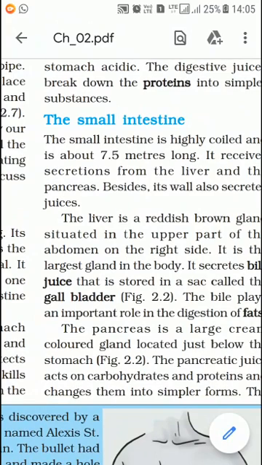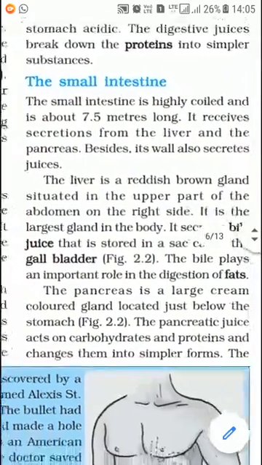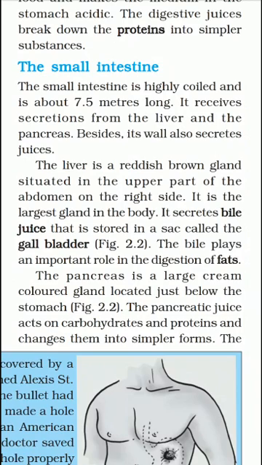The liver is a reddish-brown gland situated in the upper part of the abdomen on the right side. It secretes bile juice, and this bile juice is stored in the gallbladder. This juice plays an important role in the digestion of fat. The pancreas is also a digestive gland, located below the stomach. Pancreatic juice acts on carbohydrates and proteins and changes them into a simpler form.